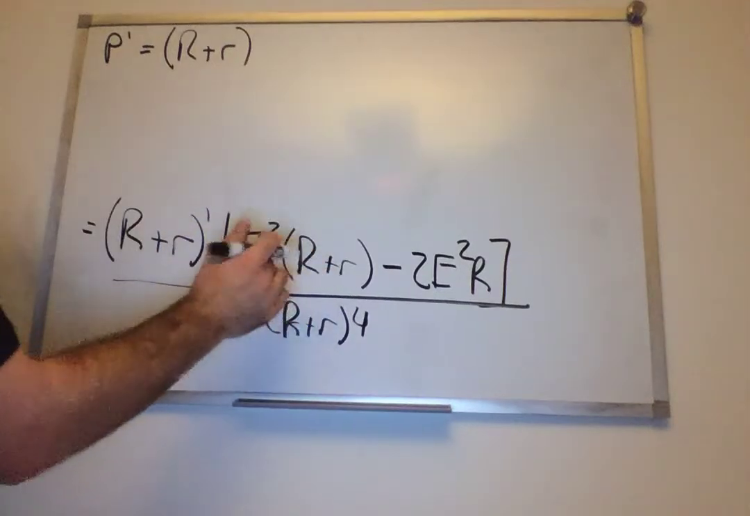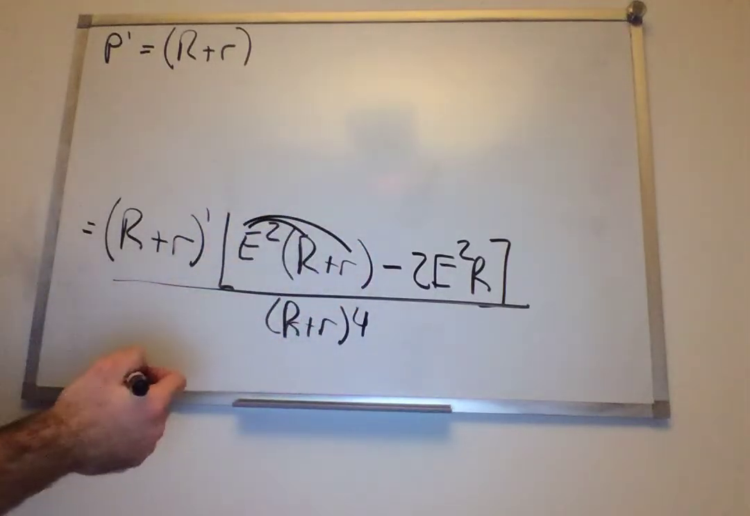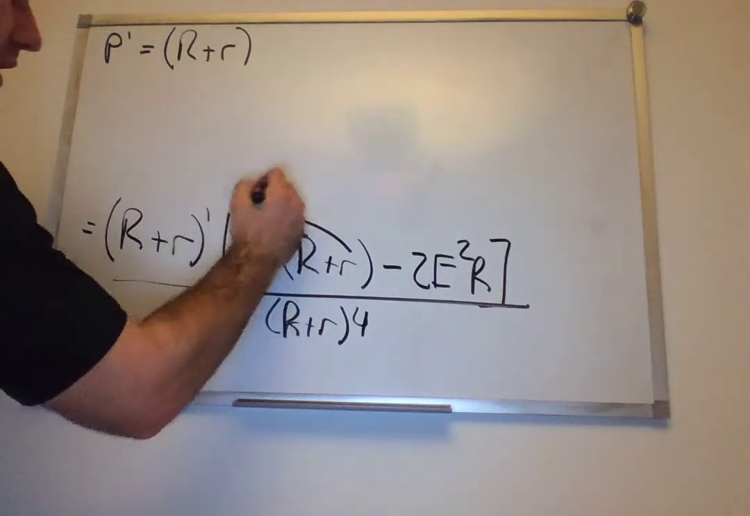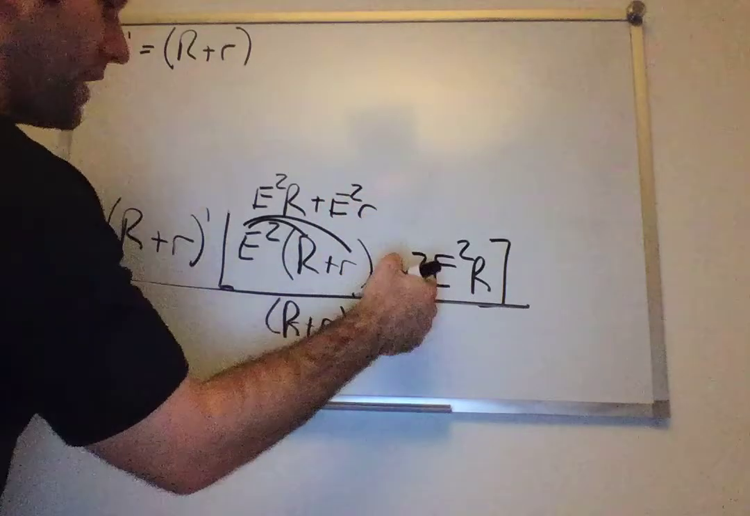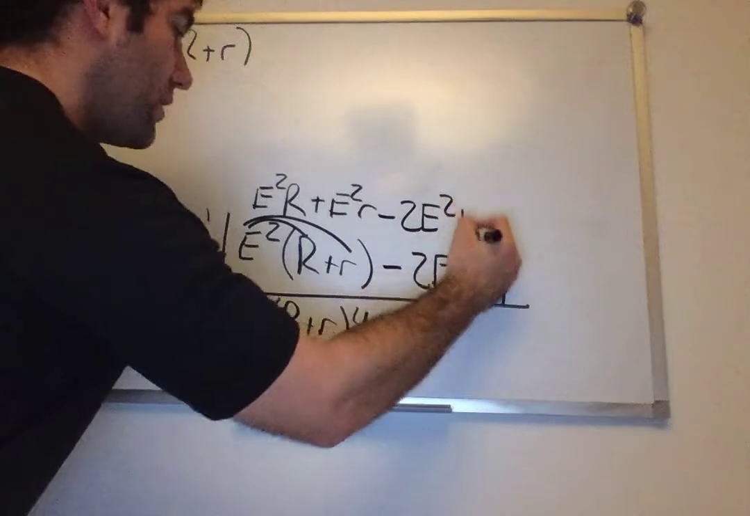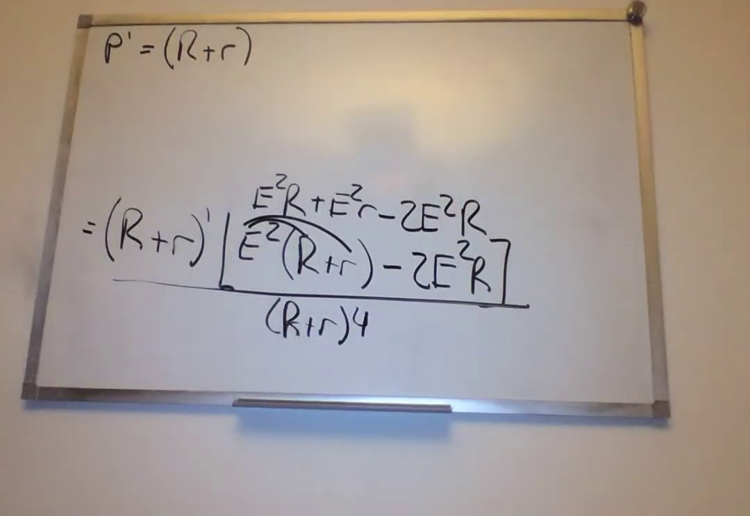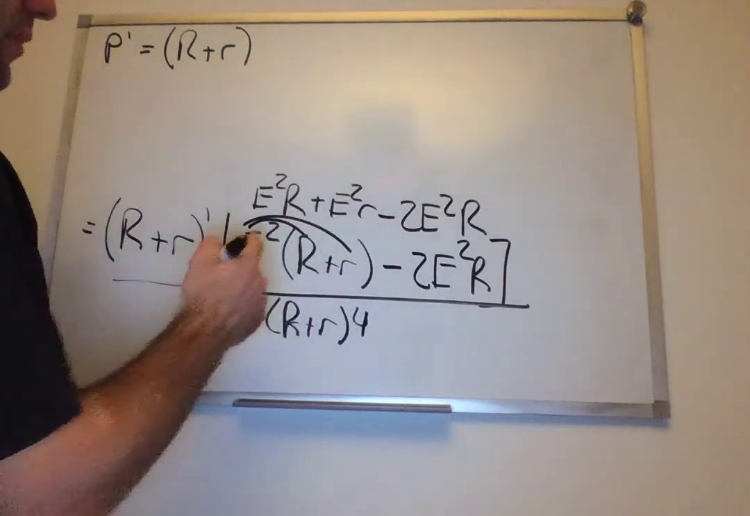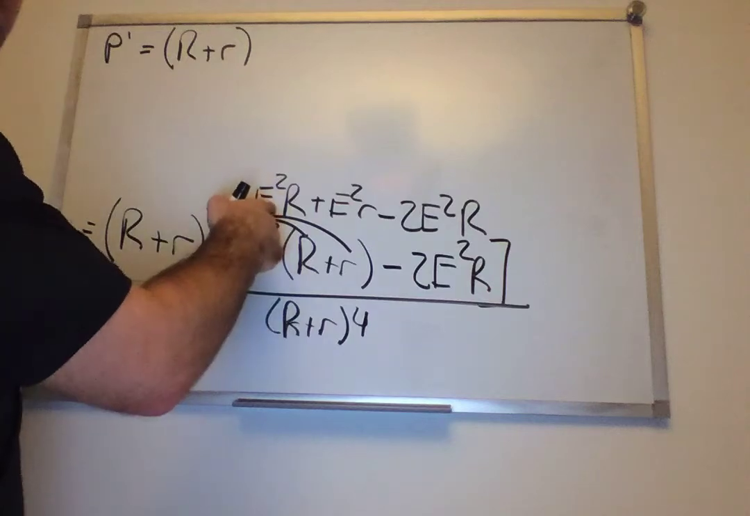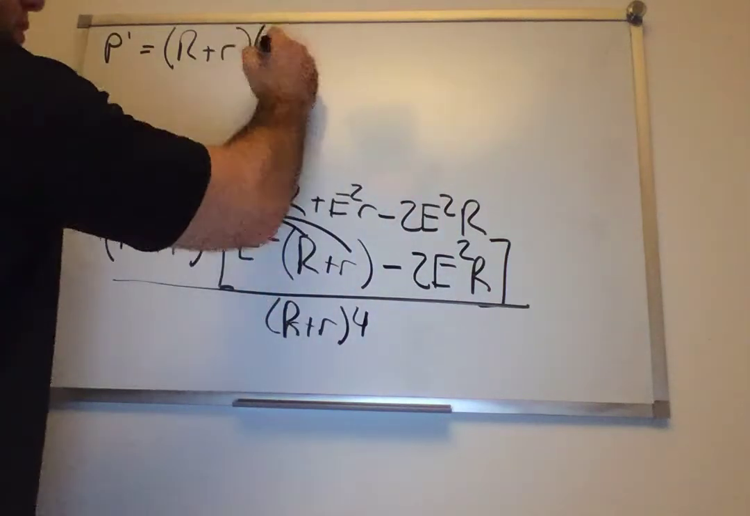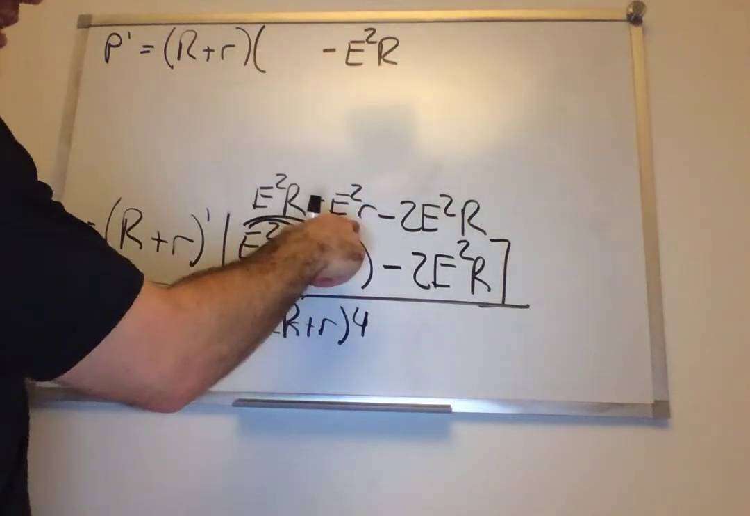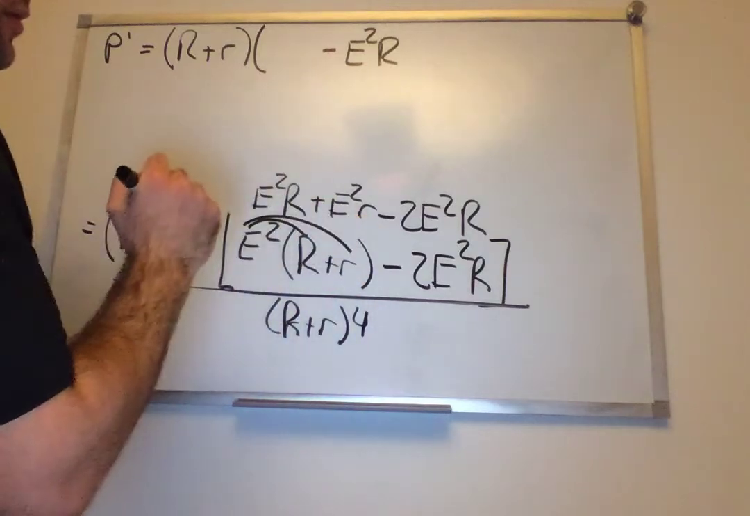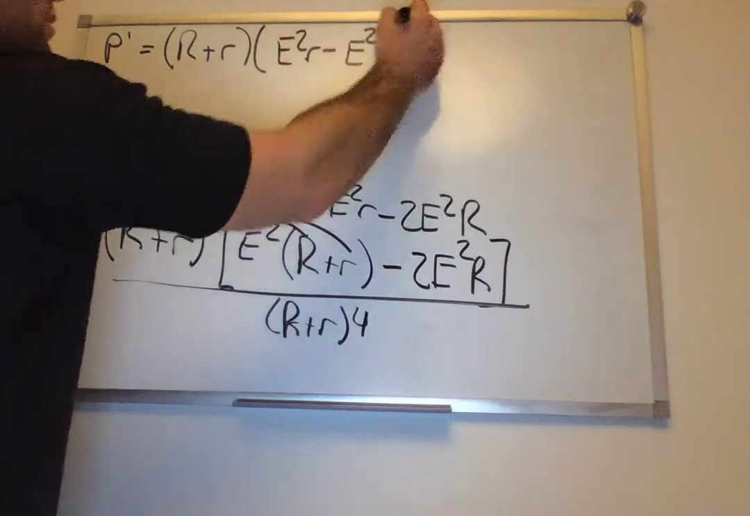Now let's look at this right here. So distribute this E squared. You get E squared big R plus E squared little r. And now we've still got this, minus 2 E squared big R. So now, right here, we can put stuff together. We've got E squared big R minus 2E squared big R, which is a negative E squared big R. And then we got E squared little r.